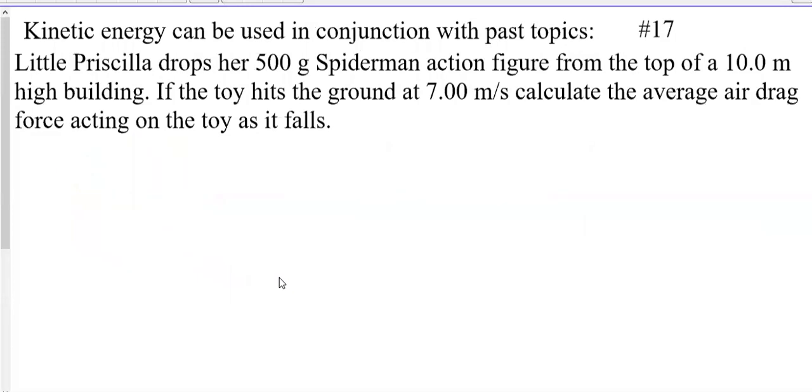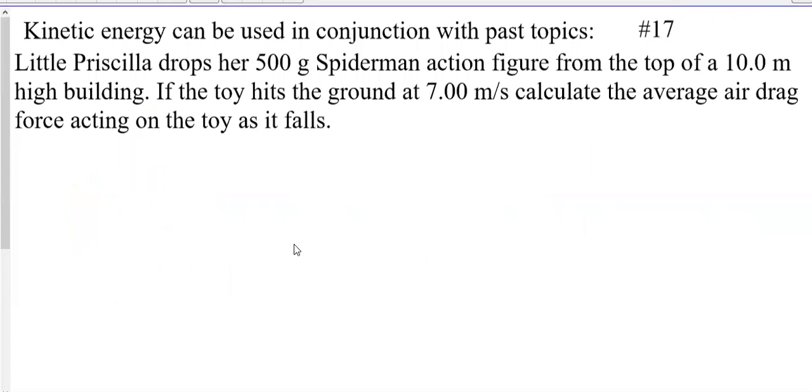The second example that I'll do with you, and the only other example I'll do with you, is an object that is falling down. This is found in your workbook. I forget what page it's on, but it's question number 17 in the kinetic energy section, probably around page 49 or 50. Little Priscilla drops her 500-gram Spider-Man action figure from the top of a 10-meter high building.